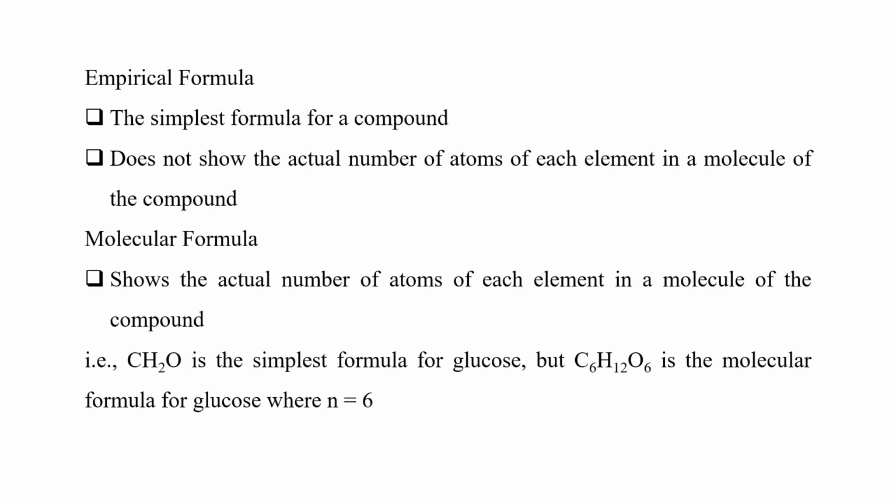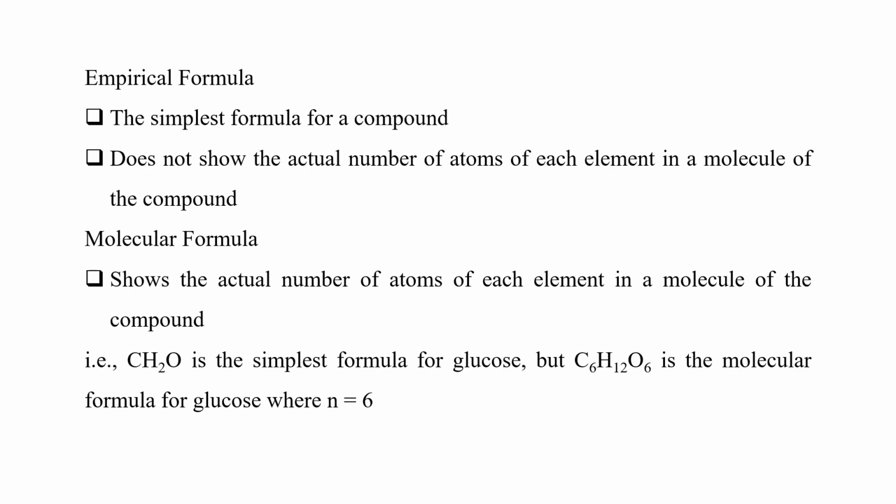The empirical formula is the simplest formula for a compound. What I'm saying is that the empirical formula does not show the actual number of atoms of each element in a molecule of the compound. If the empirical formula does not show the actual number of atoms, that means the molecular formula shows the actual number of atoms of each element.